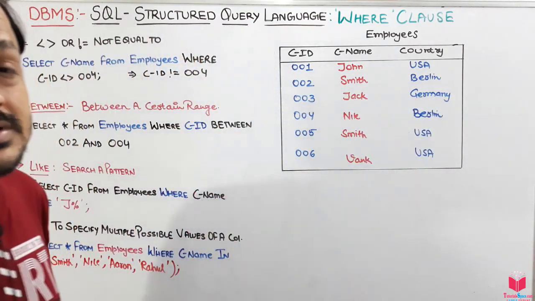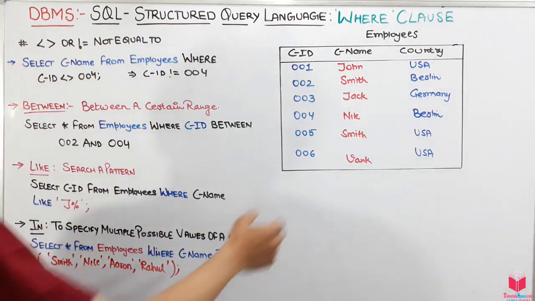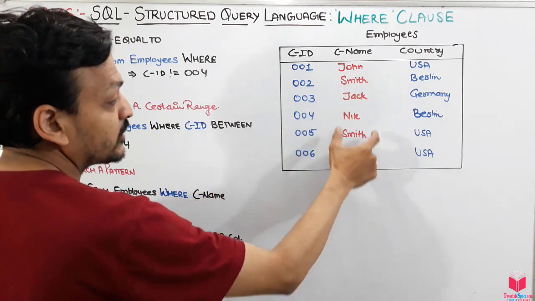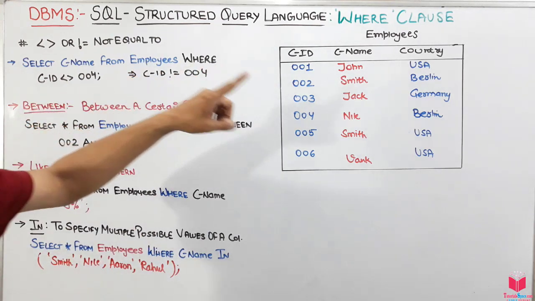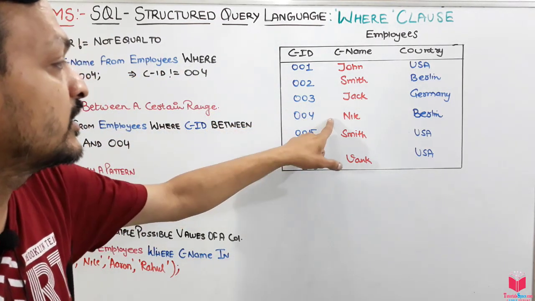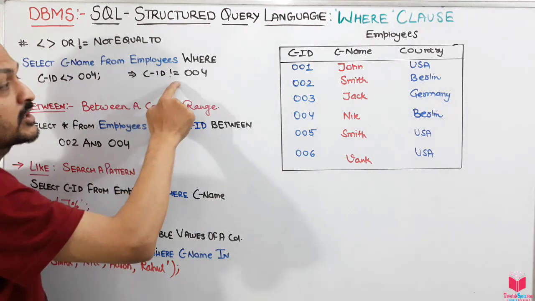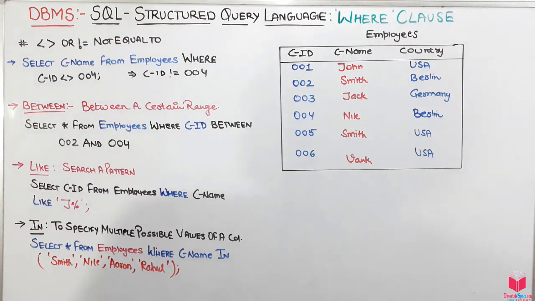Where CID is not equal to 004, so it's going to skip that row, and it will give us only the names John Smith, Jack Smith and Wank, not Nil. Okay guys, so basically the output of this is John Smith, Jack Smith and Wank. It will skip Nil. It can be written like this, not equal to with that symbol. So it's all about the software.